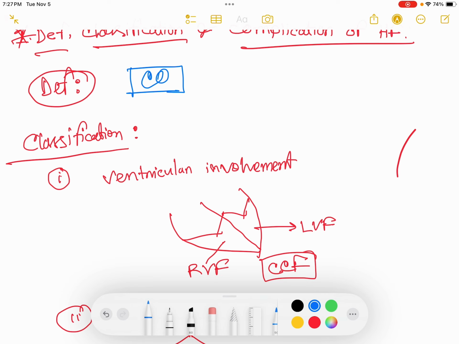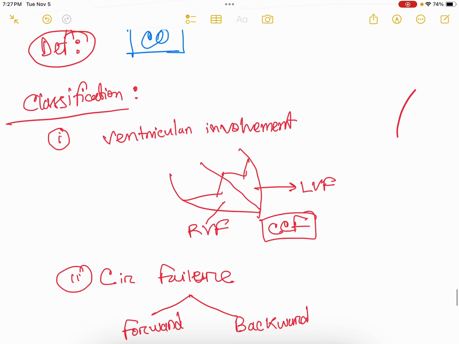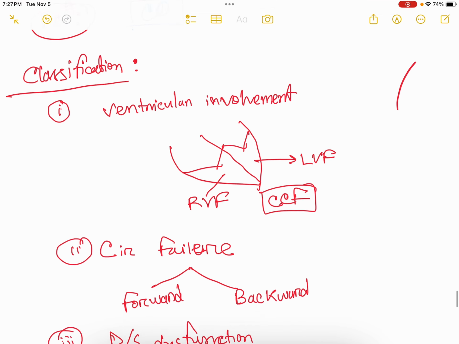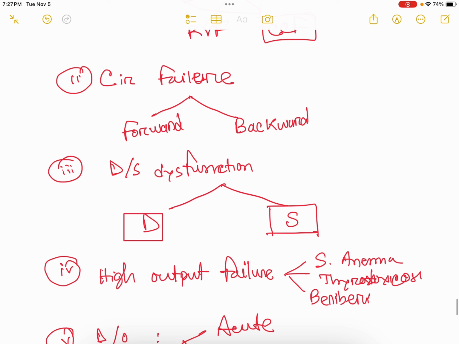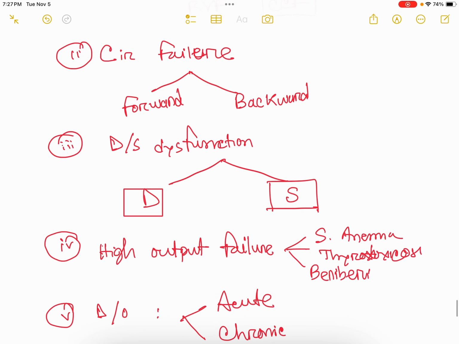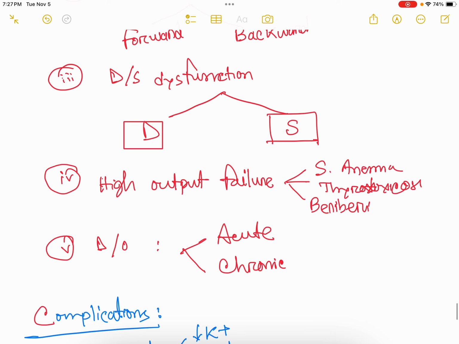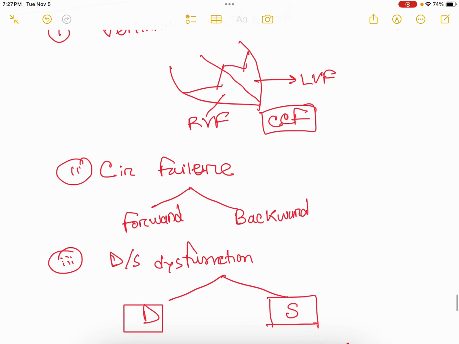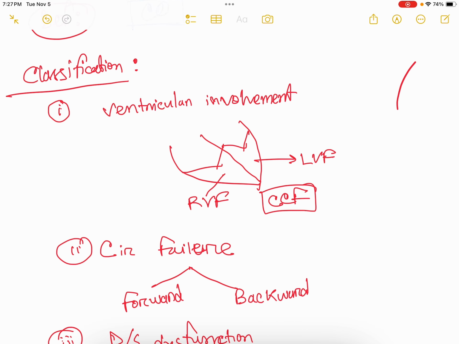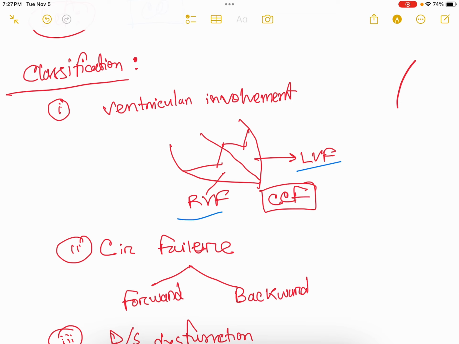Classification of heart failure. It is classified into different types on the basis of ventricular involvement, circulatory failure, diastolic and systolic dysfunction, high output failure, and based on duration and onset. Number 1, on the basis of ventricular involvement, it is of 3 types: left ventricular failure, right ventricular failure, and finally biventricular failure, which occurs in congestive cardiac failure.